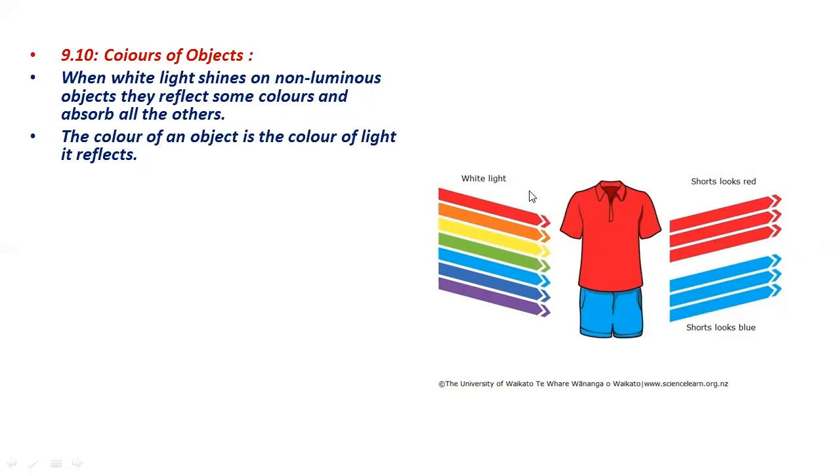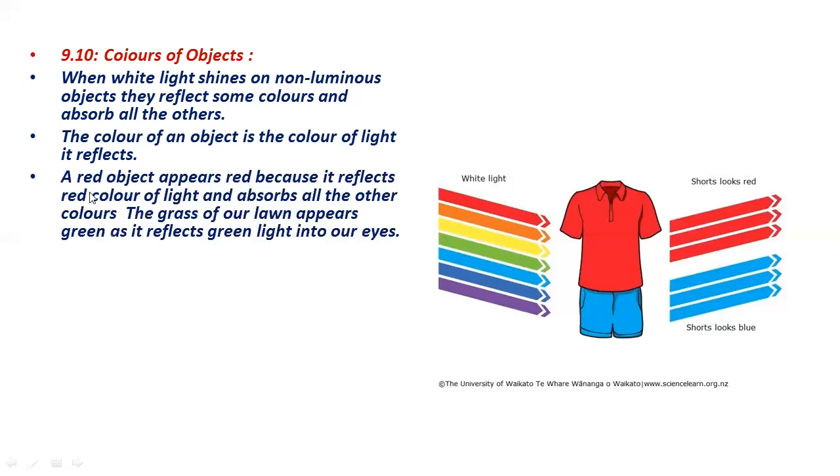You know that white light is composed of seven different colors. Out of those seven colors, the shirt will absorb all the remaining light, and the light it sends out is red. In this case, the trouser will send out light that is blue in color. So the color of an object is the color of light it reflects.